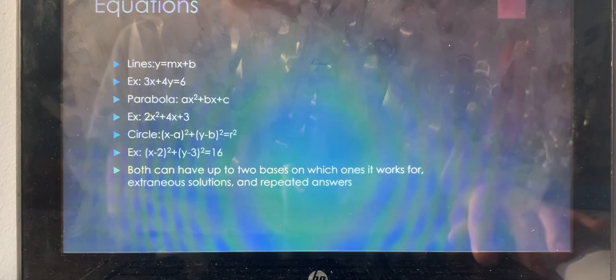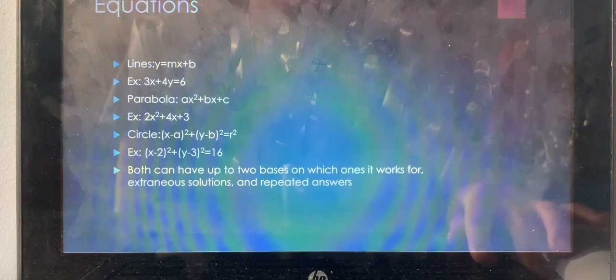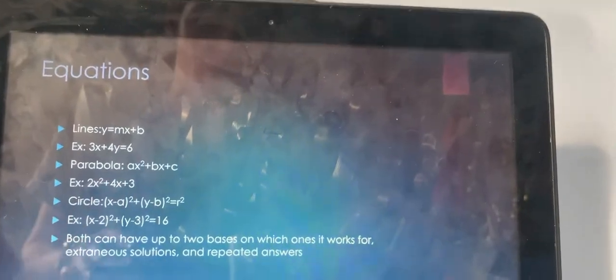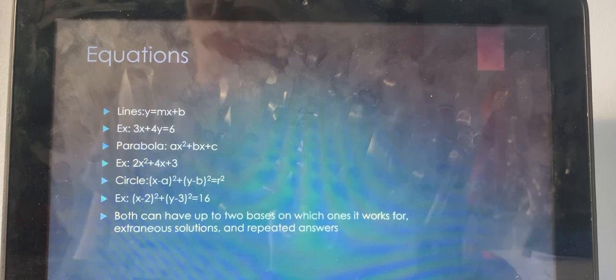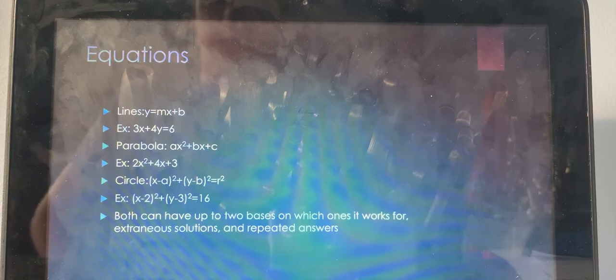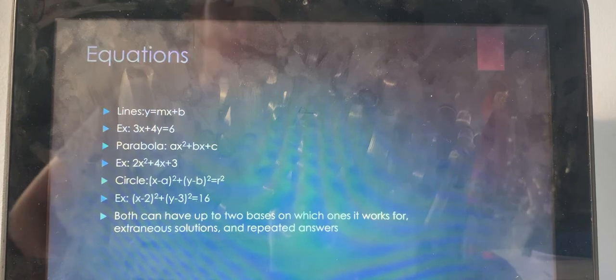Now the equations: lines are y equals mx plus b. These can be rewritten, and normally are in linear equations, to be something like 3x plus 4y equals 6. Parabolas are written the same way as they always are, in standard form, ax squared plus bx plus c. An example would be 2x squared plus 4x plus 3. And circles are x minus h squared plus y minus k squared equals r squared. I wrote a and b, but you can substitute that out with x and h. R is the radius, and (h, k) is the center.